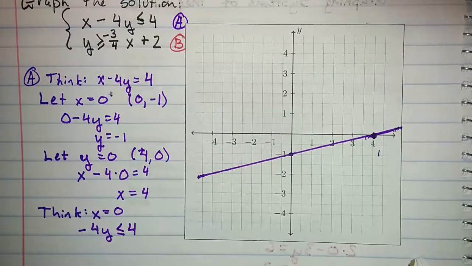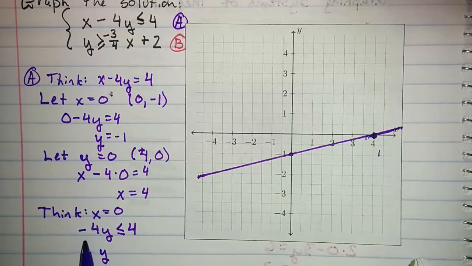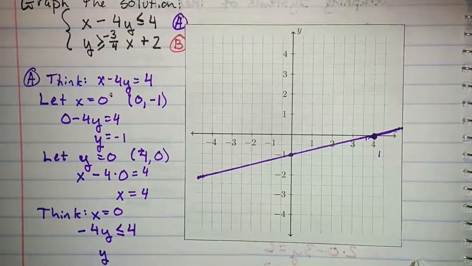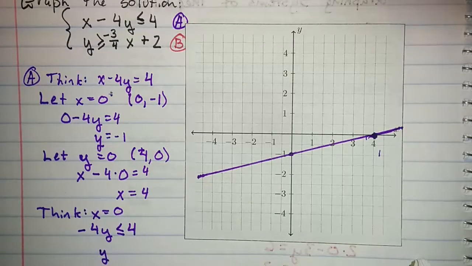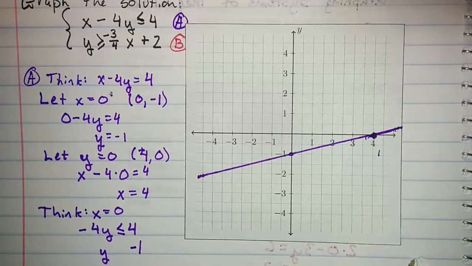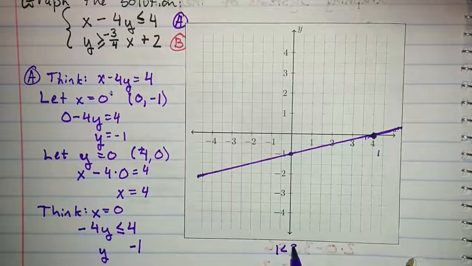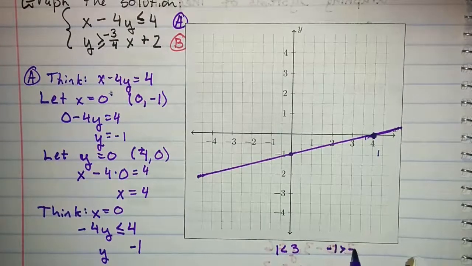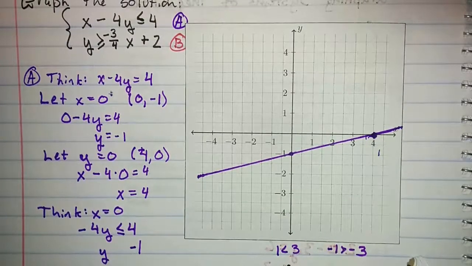I'm going to divide both sides by negative 4. Negative 4y divided by negative 4, of course, is y. 4 divided by negative 4 is negative 1. And when I divide by a negative number, that reverses the inequality, right? 1 is less than 3, but negative 1 is greater than negative 3. Multiplying or dividing by a negative number reverses the inequality. So I'll get y is greater than or equal to negative 1.